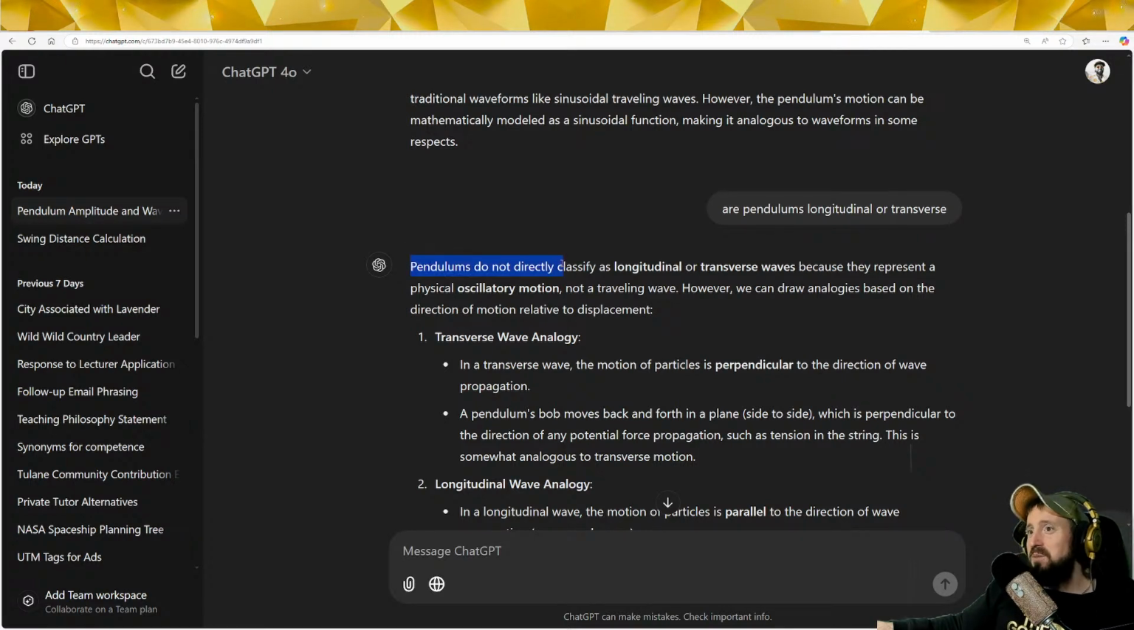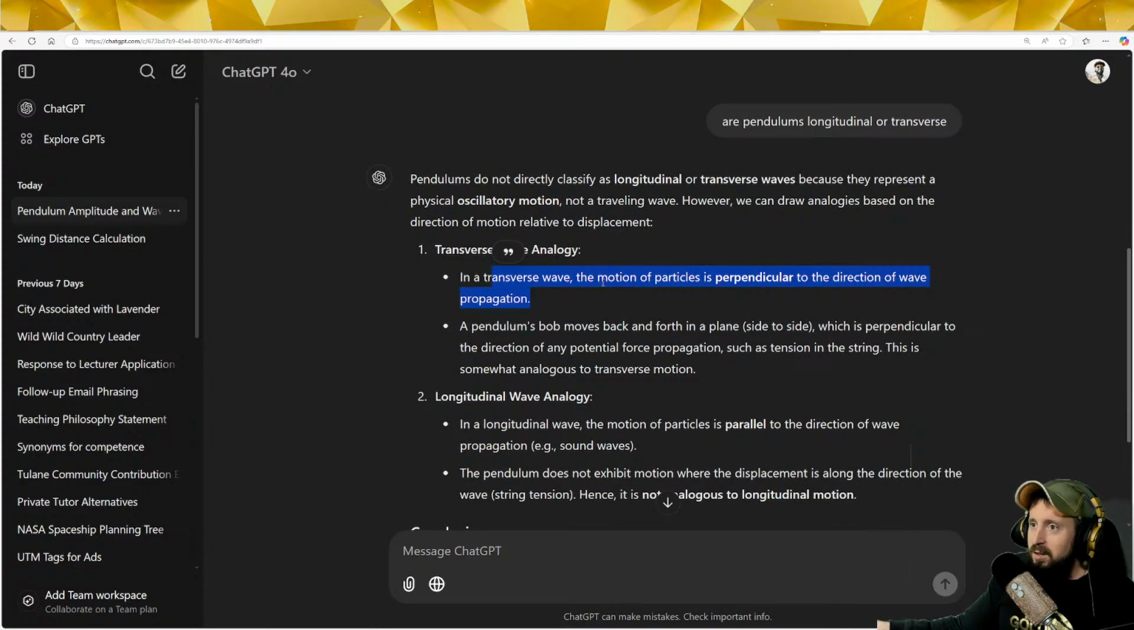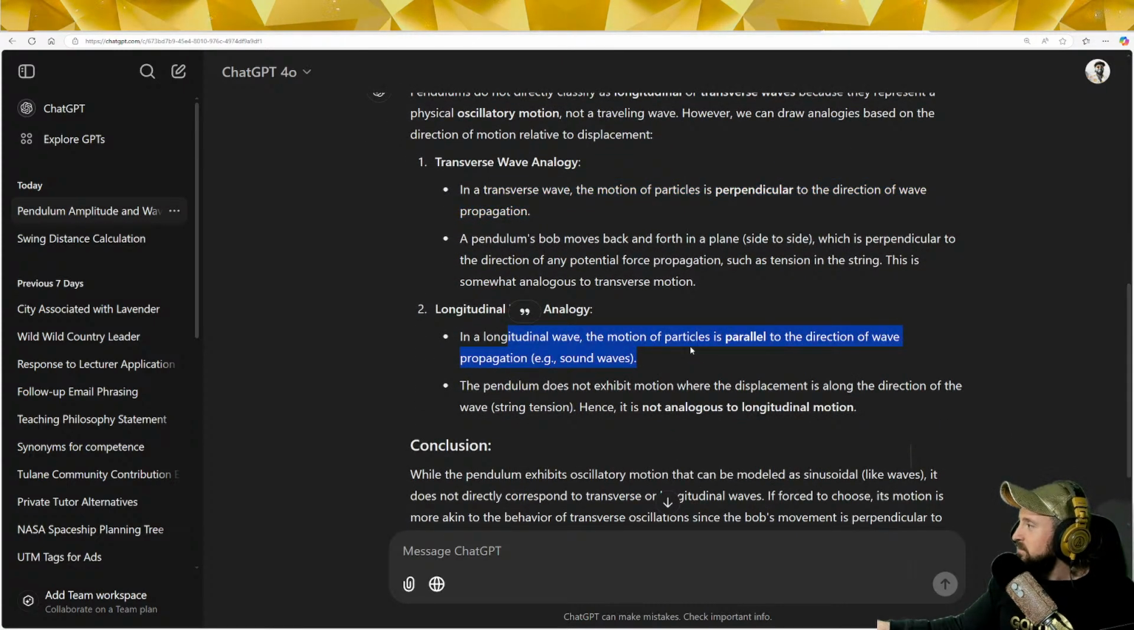Oh, man. Pendulums do not directly classify as longitudinal or transverse because they represent physical oscillatory motion, not a traveling wave. Oh, interesting. Yeah, right. It's kind of hard to determine where the wave is traveling, because in transverse, the motion of the particles is perpendicular to the direction of the wave. Yeah, I agree with that.